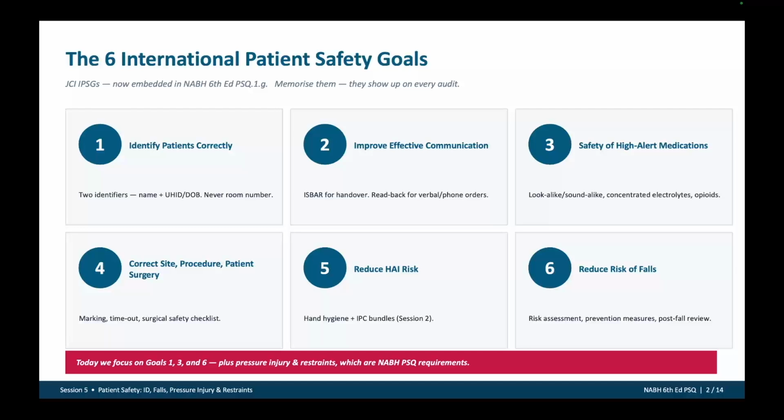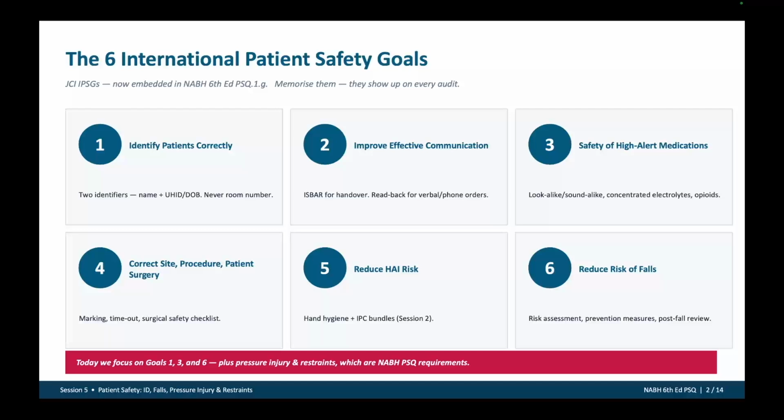The identification of patients correctly: two identifiers, name plus UHID or date of birth. Never use the room number. Improve effective communication: ISBAR technique for handover, and read back for verbal or phone orders. Safety of high alert medications: look-alike, sound-alike medications, concentrated electrolytes, and opioid safety matter more than any other drugs.